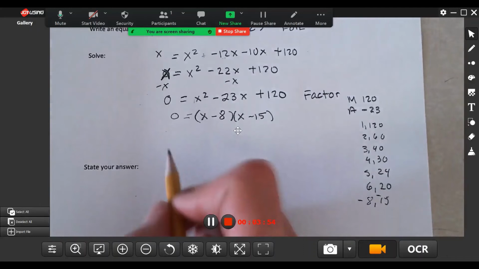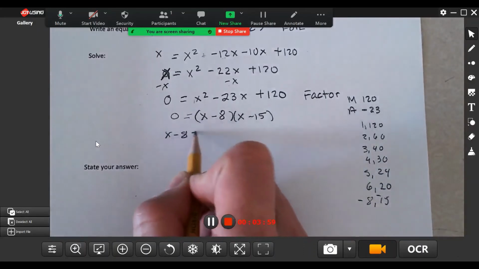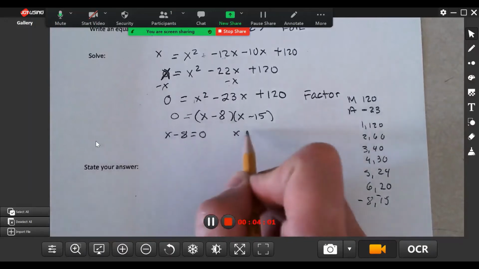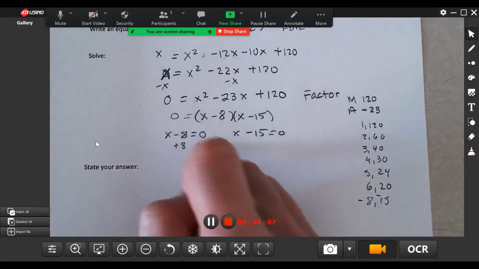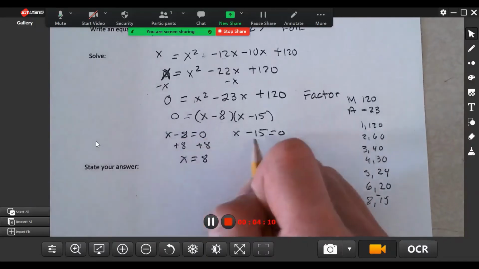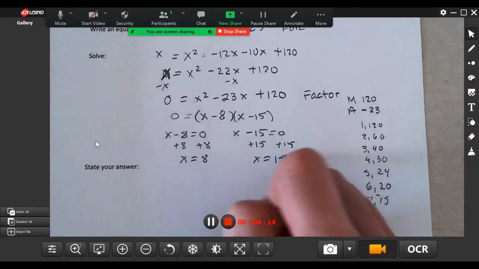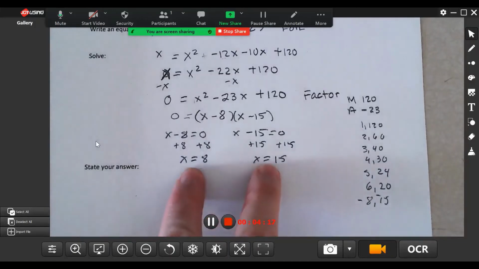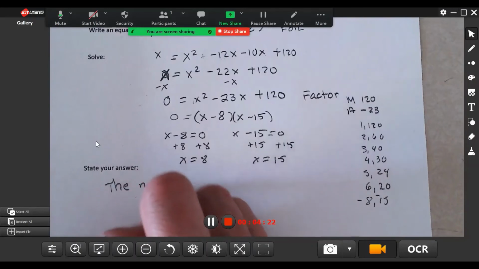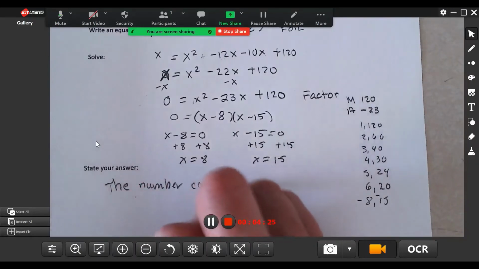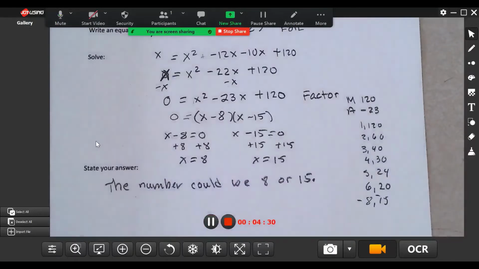Now I'm ready to solve, so I would set each of my factors equal to 0, so x minus 8 equals 0, or x minus 15 equals 0. One step to solve, so x equals 8, add 15 here, x equals 15. So I have two solutions. That means there's two possibilities. So the final answer is the number could be 8 or 15. So we finished that one.